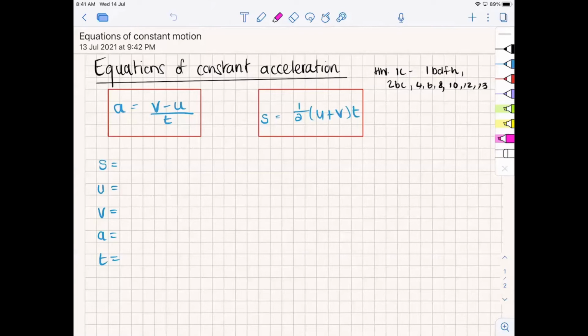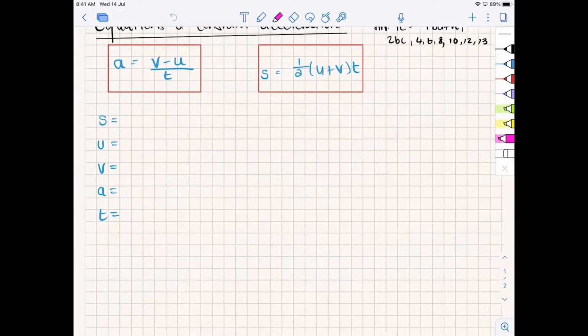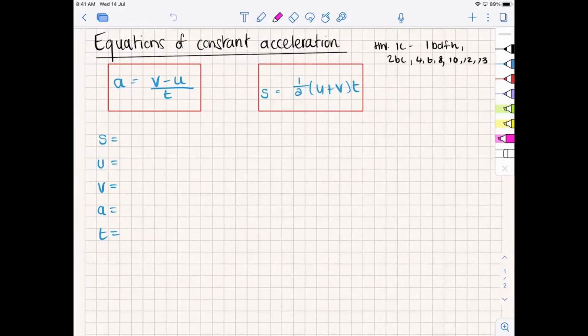Equations of constant acceleration. So we are on page 11 in the textbook. If you have a look at the two formulas we've got in the boxes over here, one very important thing is that these formulas are only going to work when we talk about constant acceleration. Okay?